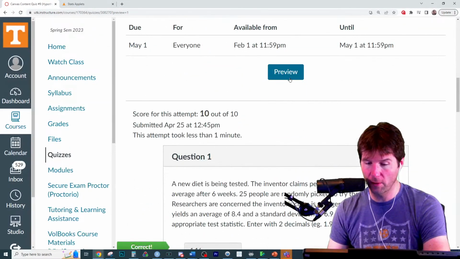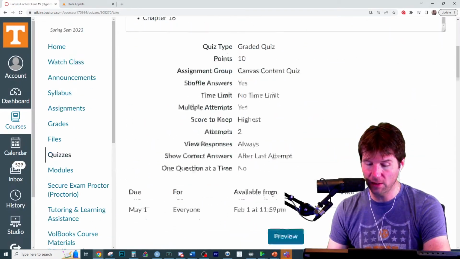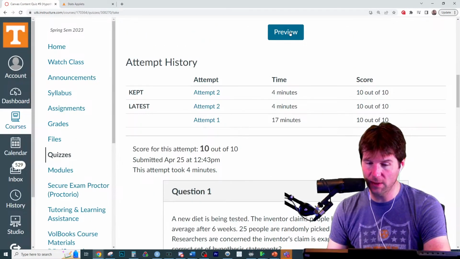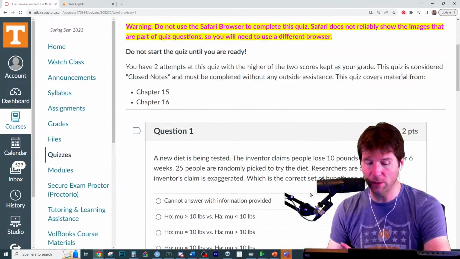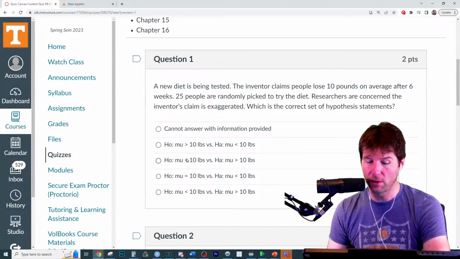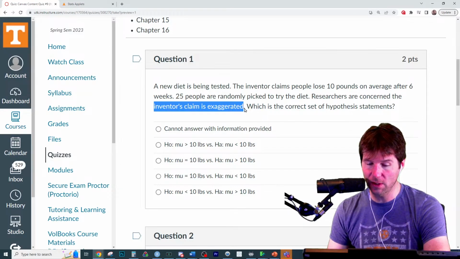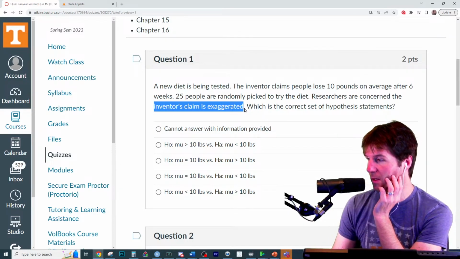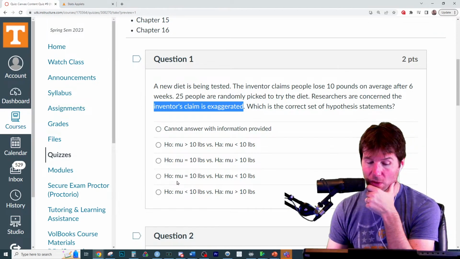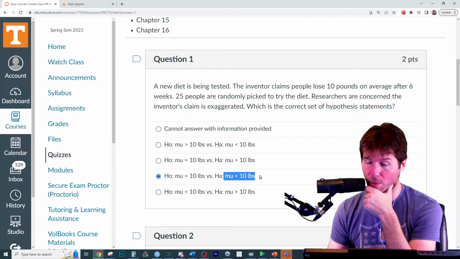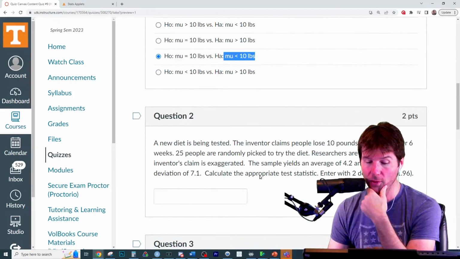If you're watching this right now, basically, being able to explain is the key, not just knowing the answer, because you don't want to just memorize these questions. Like, the null always has the equal sign. That's how we narrow this down. And they want to see if it's exaggerated. So that would mean they don't think you're losing as much weight. So we want to see if there's evidence that the true mean of weight loss is less than 10 pounds.